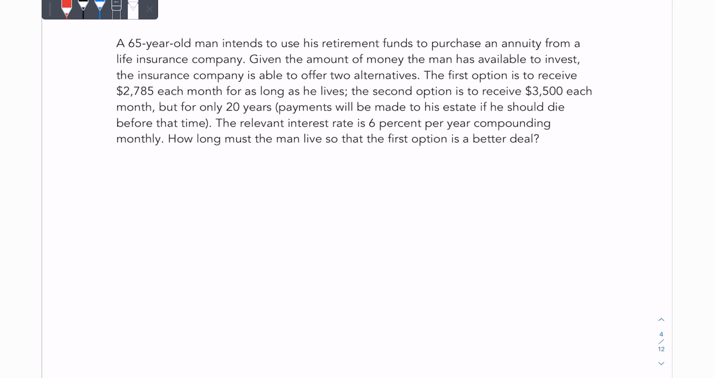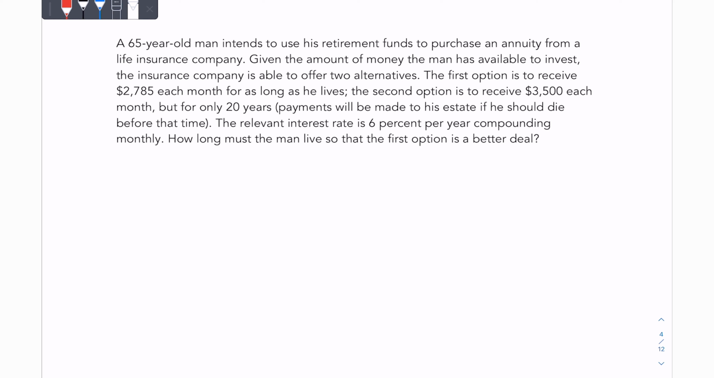They've asked you at what point would the first option be the better deal? Now, in questions like this, whenever they ask when would one deal be better or when should he choose one over the other, you generally want to look for the point where they would be the same. So really this question is asking you, how long must he live for both options to have the same value?